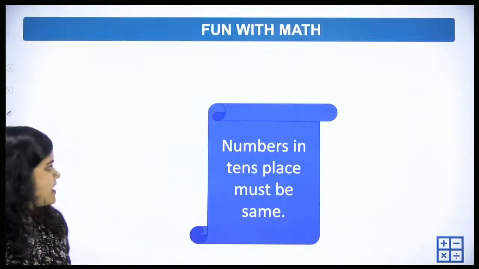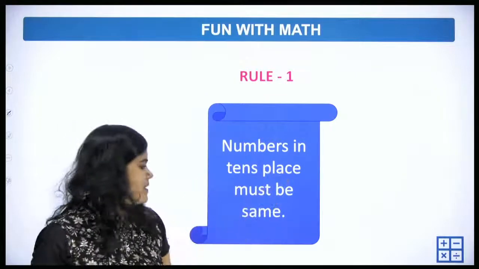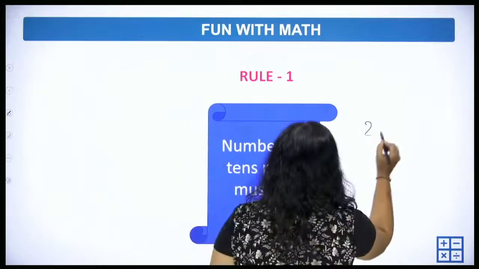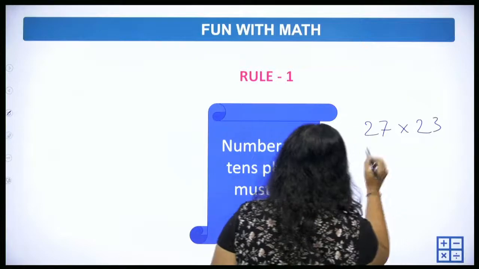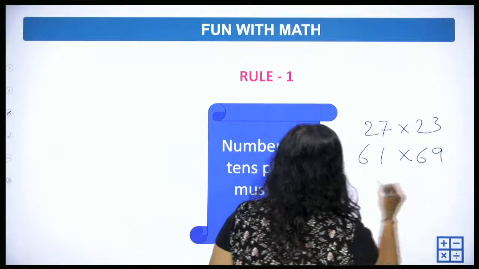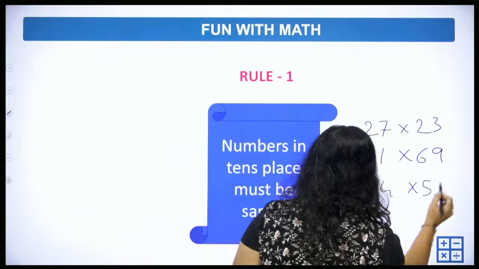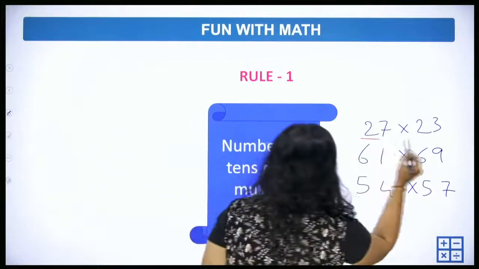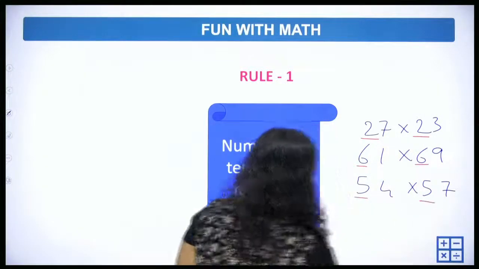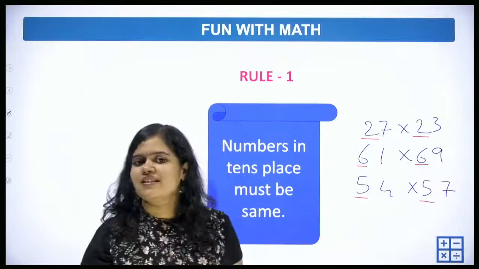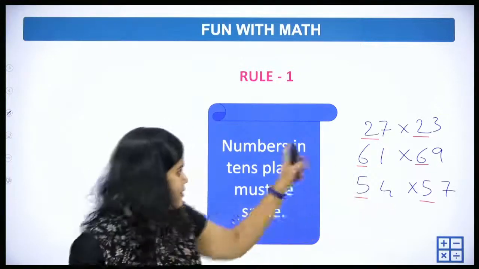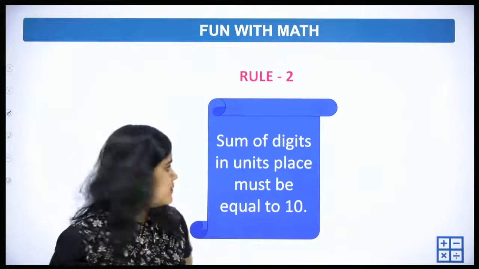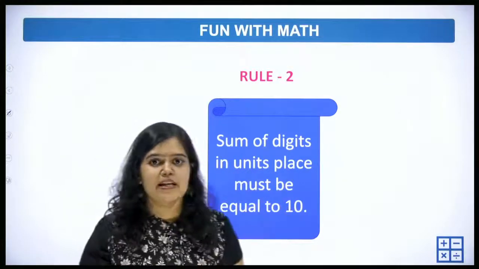Okay, so the first condition is rule 1. Numbers in tens place must be same. If you have observed, all the numbers given are 27 into 23, 61 into 69, 54 into 57. If you see, in all the cases, the tens place digits are same. 6, 6, 5, 5. So that is one of the important condition. This condition is satisfied, then rule 1 is satisfied. And is this enough? No. There is rule 2. And what is rule 2? Sum of digits in units place must be equal to 10.